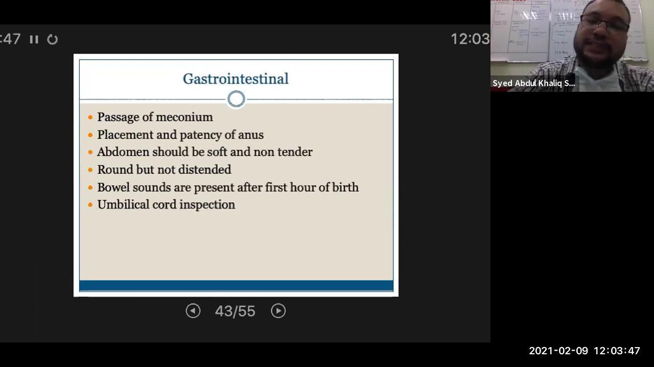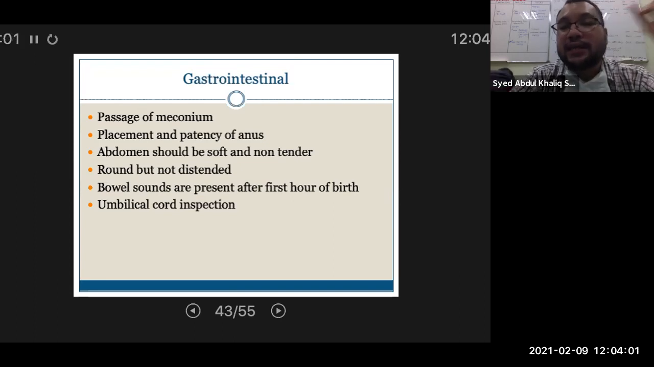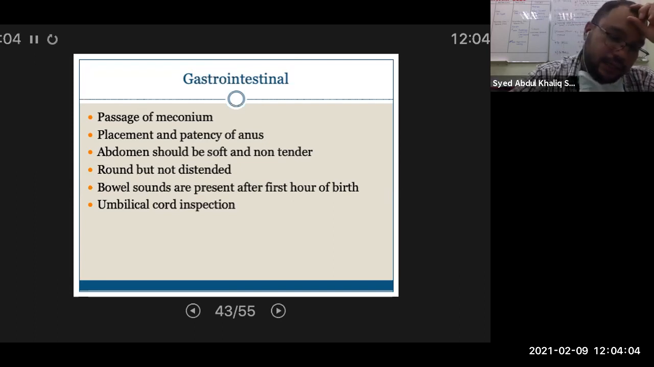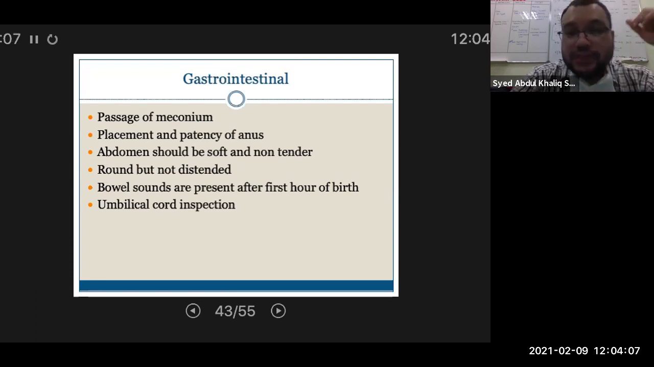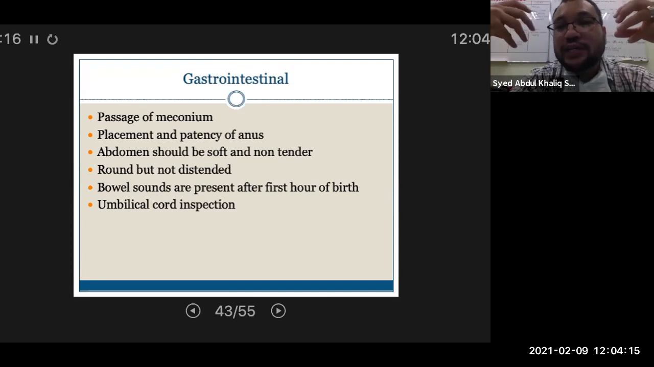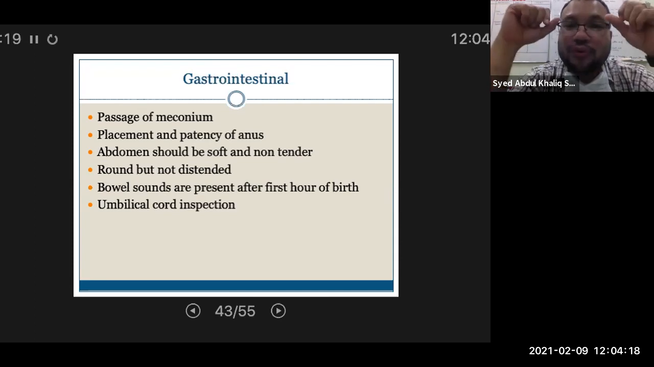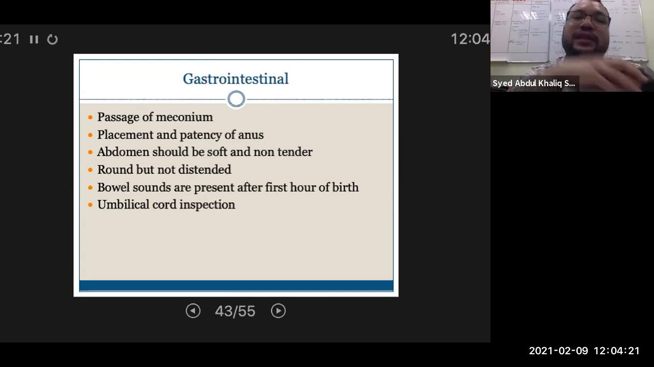For GI, you assess passage of meconium. If the baby does not pass meconium, could it be a meconium plug? Could it be intestinal obstruction? Could it be Hirschsprung disease? You look for patency of the anus. I have seen people miss imperforate anus. The baby is passing meconium but through the vagina because there is a rectovaginal fistula, but there is no anus. So you need to correct that. Without an anus, the baby cannot pass meconium. So this is the thing.